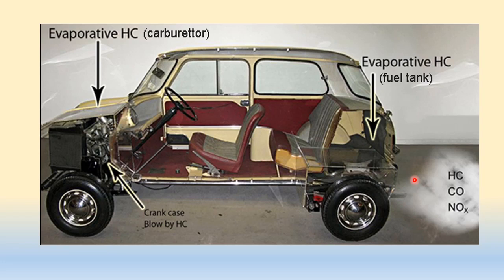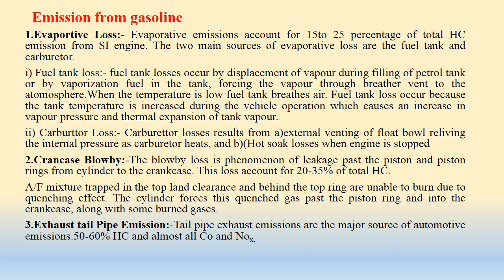First, the emission from gasoline: evaporative loss. Evaporative emissions account for 15 to 25% of total hydrocarbon emissions from a gasoline engine. The two main sources of evaporative emissions are the fuel tank and the carburetor. First we'll discuss fuel tank losses. Fuel tank losses occur by displacement of vapor during filling of the petrol tank, or by vaporization of fuel in the tank, forcing the vapor through the breather vent to the atmosphere.